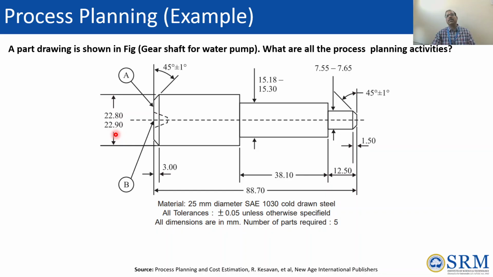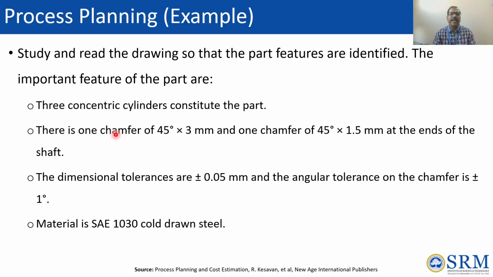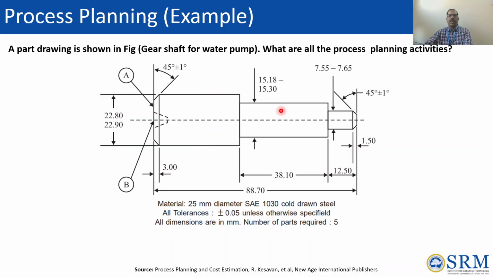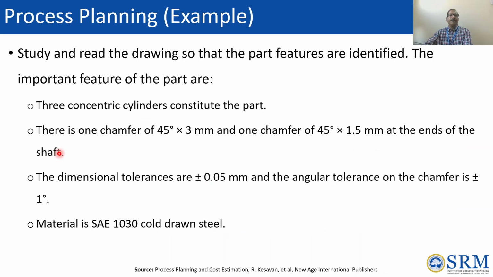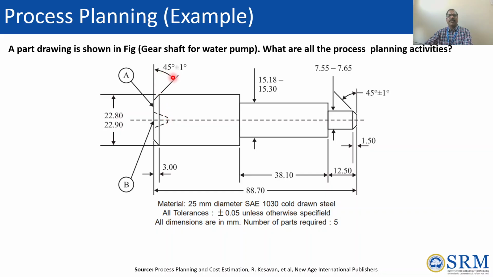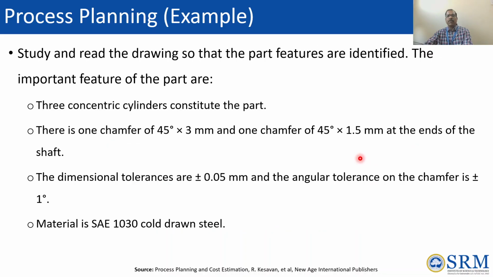So do remember the drawing. Study and read the drawing so that part features are identified. The important features are here. One: three concentric cylinders. What are the three concentric ones? One, two, three. Three cylinders are there. There is one chamfer, 45 degrees cross 3 mm, and 45 cross 1.5 mm at the ends of the shaft. Both chamfers are not equal. One is at 45 degrees, the angle is 45 only, but the chamfer sizes are 3 and 1.5.